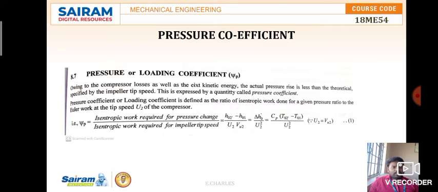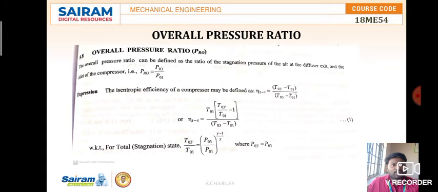Now moving on to the pressure coefficient, or loading coefficient. Psi P, the pressure loading coefficient, is nothing but the ratio of isentropic work required for the pressure change divided by the work required for the impeller tip speed. That is H02 dash minus H01 divided by U2 VU2, which is equal to Cp into T02 dash minus T01 divided by U2 square, where U2 is equal to VW2. Let us consider this as equation number 1.